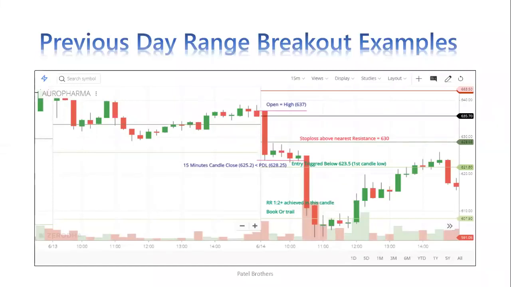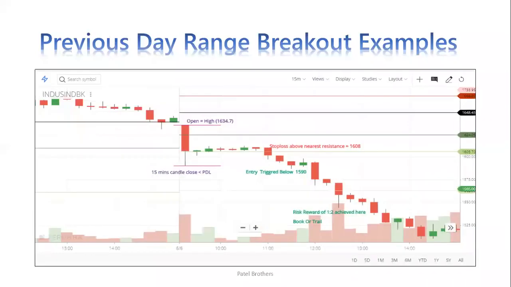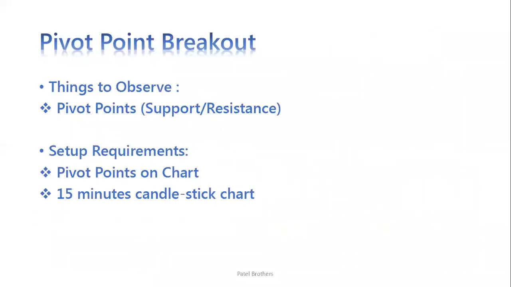If I am not getting any support and resistance between this open and low, then I'll not be taking the trade. So I've answered all the questions, and I'll be moving to the next setup, which is a very interesting and very easy setup. The only thing, this setup cannot be scanned because it is dependent on the pivot points, and pivot points change daily. So this setup cannot be scanned.